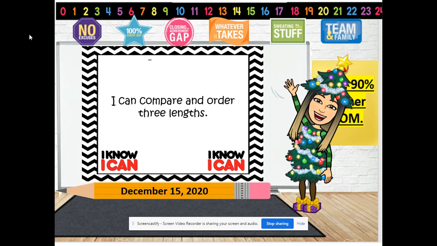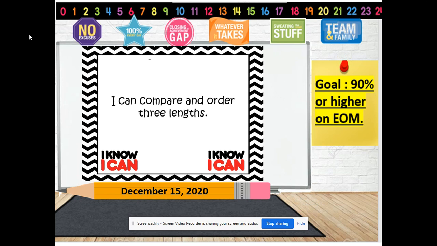It's Eureka time. Today is December 15th, 2020, and our goal is to get a 90% or higher on our end of module. Today, we're going to be doing a lesson that you do not have in your books, but that we feel is very important that you all learn for your end of module. And your objective is that you can compare and order 3 lengths while using a direct comparison.